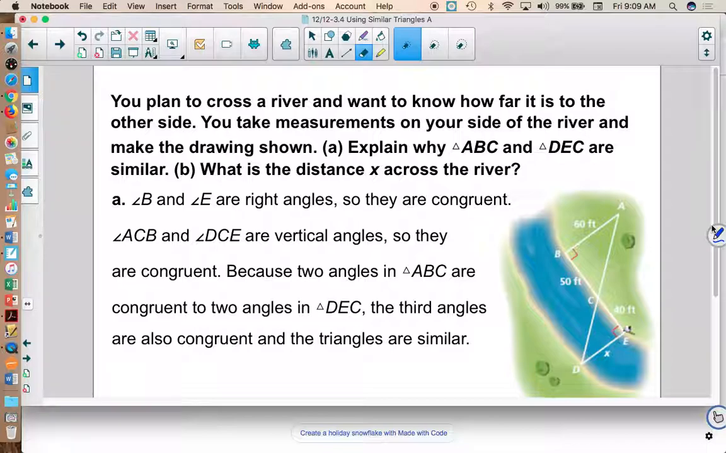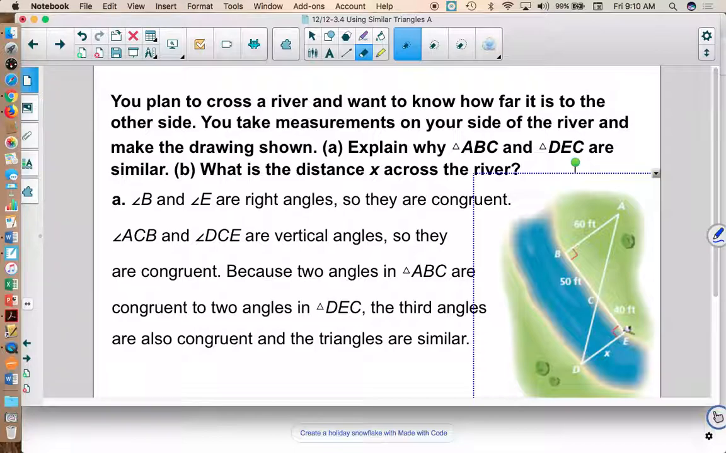I think it pretty much gives us the why they're similar, doesn't it? Angle B and angle E are right angles. Okay? We've got parallel lines, don't we? And they're being cut by that transversal. Angle B and angle E are right angles, so they are congruent. Angles ACB and DCE are vertical, so they have to be congruent.